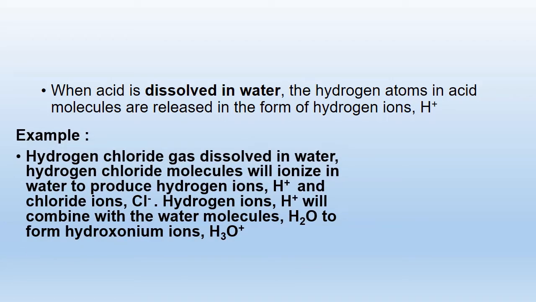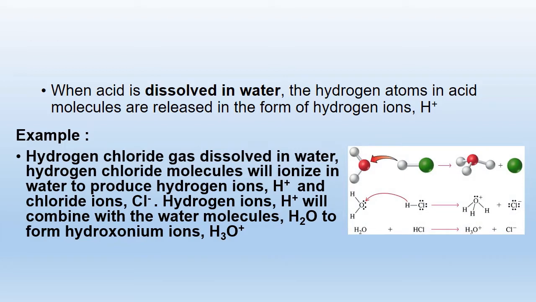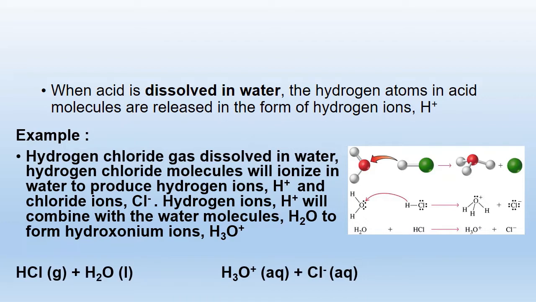Example, hydrogen chloride gas dissolved in water. Hydrogen chloride molecules will ionize in water to produce hydrogen ions and chloride ions. Hydrogen ions will combine with the water molecules to form hydronium ions. The equation: hydrogen chloride gas reacts with water and ionizes to produce hydronium ions and chloride ions.